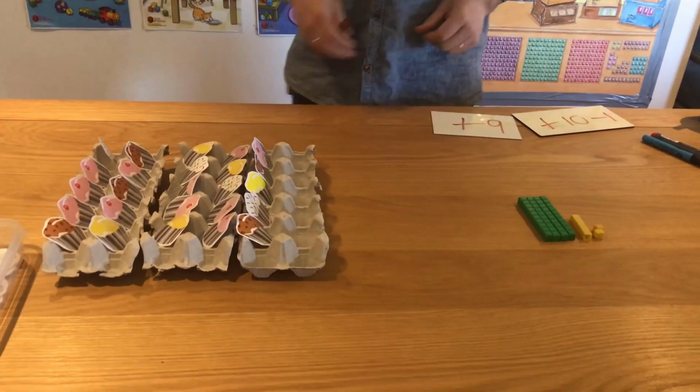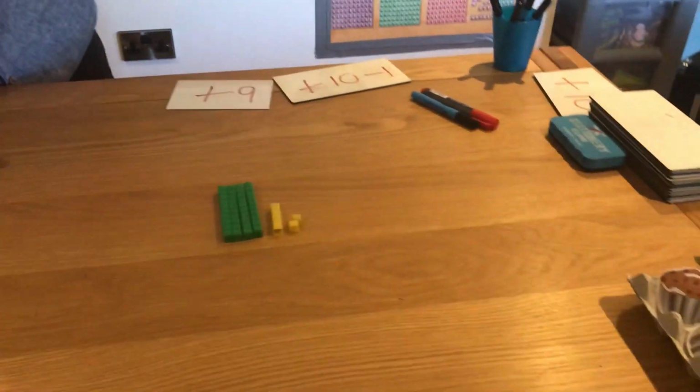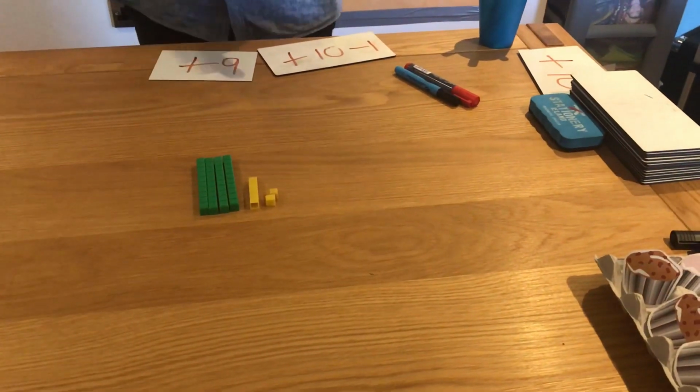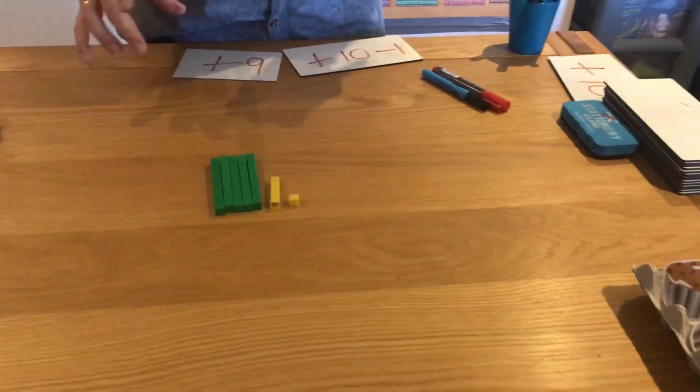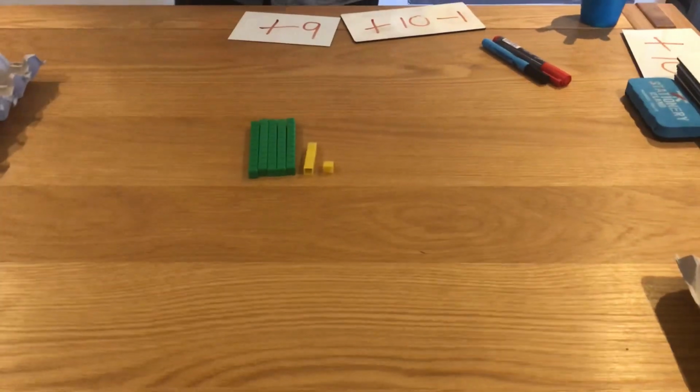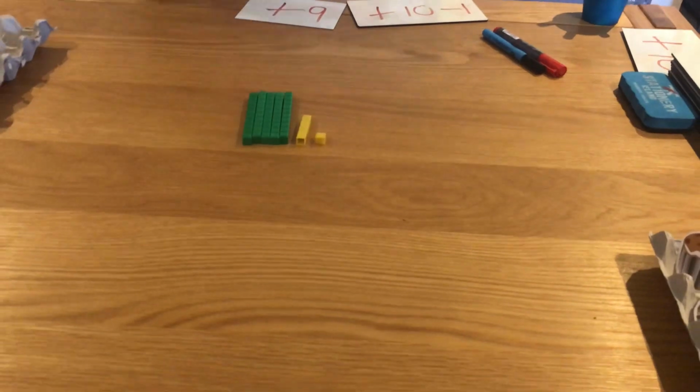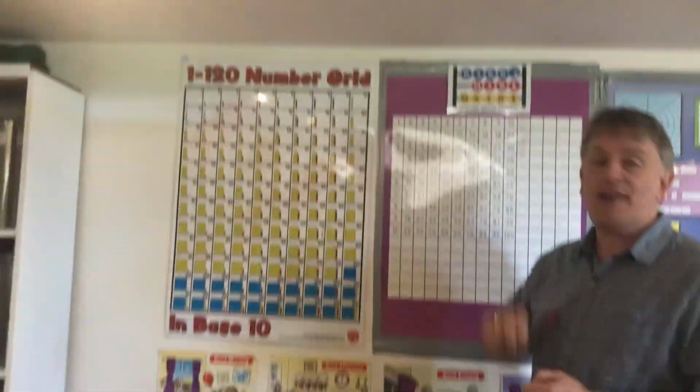Looking at the base 10. My strategy for adding 9 is simple and it's fun. My strategy for adding 9 is add 10, take 1. So on that one we had 47, add 9 is 56. And finally, over on the board, 79.